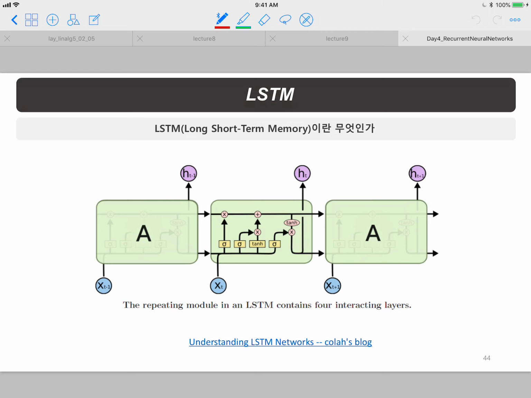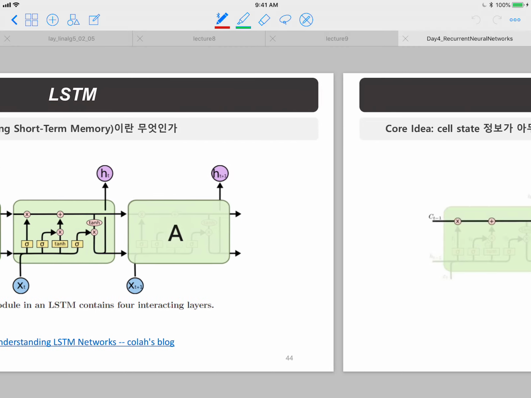Okay, so in this LSTM or GRU, why can we avoid the gradient vanishing or explosion problem? I wanted to discuss it.